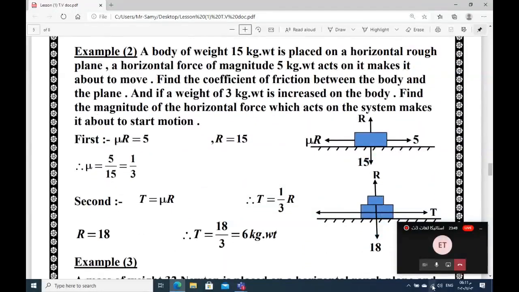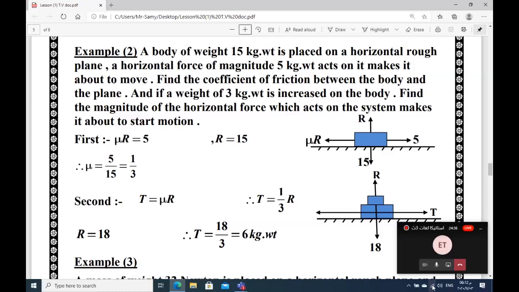Now we translate to another example, my dears. A body of weight 15 kilogram weight is placed on a horizontal rough plane. A horizontal force of magnitude 5 kilogram weight acts on it, making it about to move. Find the coefficient of friction between the body and the plane. Now, my advice to you: try to solve the first part of the question first, so don't read the whole example, just see what he asked you to find, the coefficient of friction between the body and the plane.